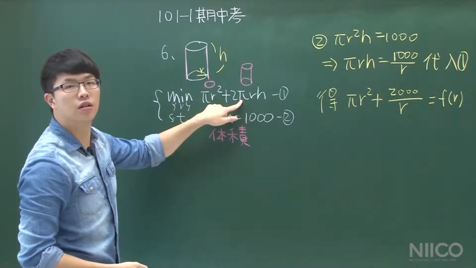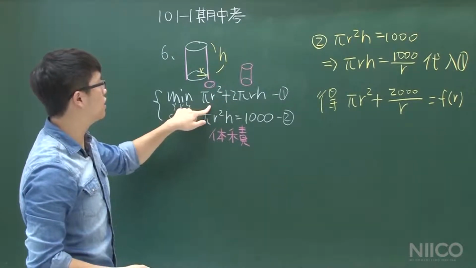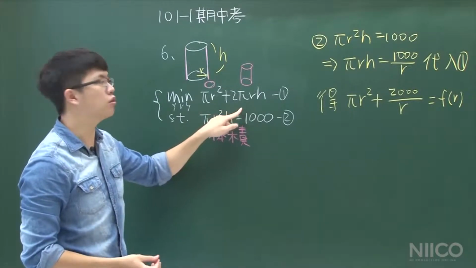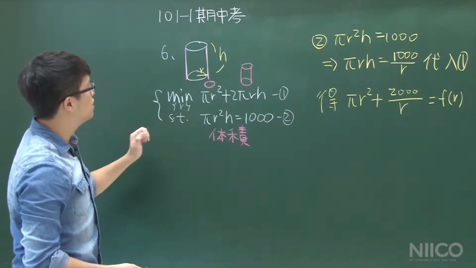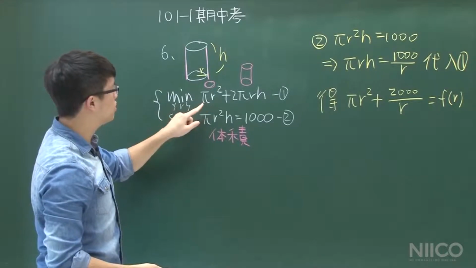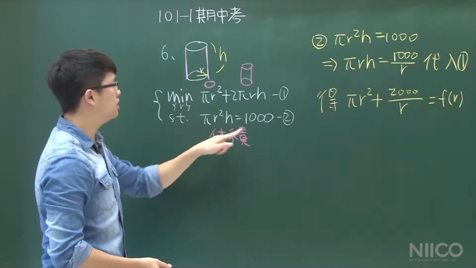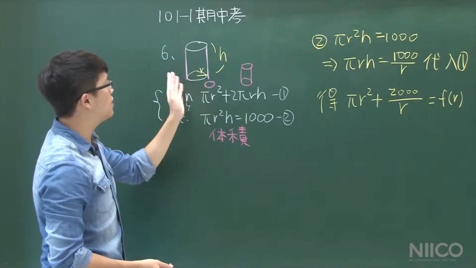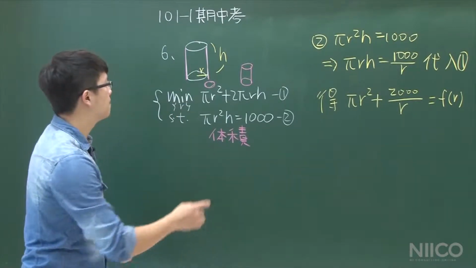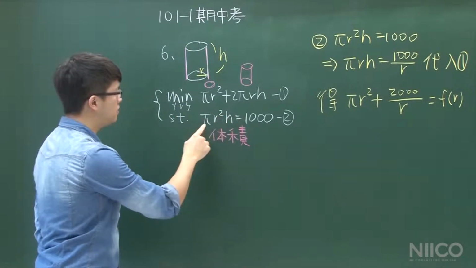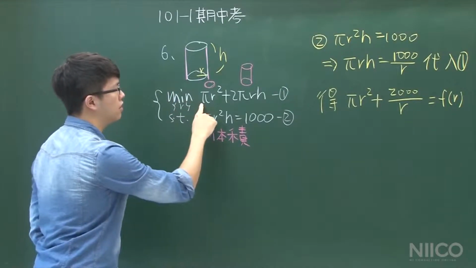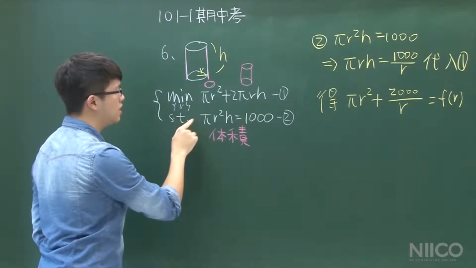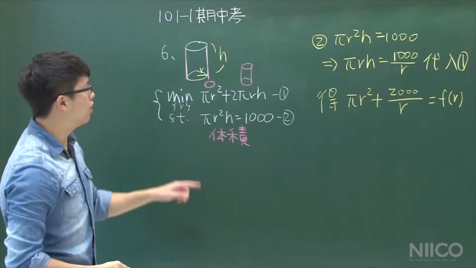Well, in these two formulas, we can see that we have two variables. One is r, the radius of the bottom side, and one is h. H is the height of this cup. And we want to see how these two variables are related. So let's take a look at the second formula. This is pi times r squared times h is equivalent to 1,000. Now we can see that h is equivalent to 1,000 divided by pi times r squared.